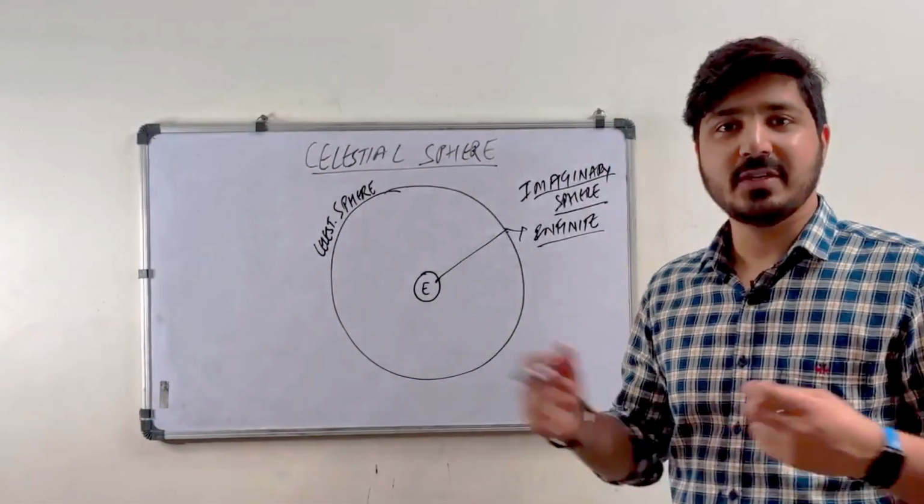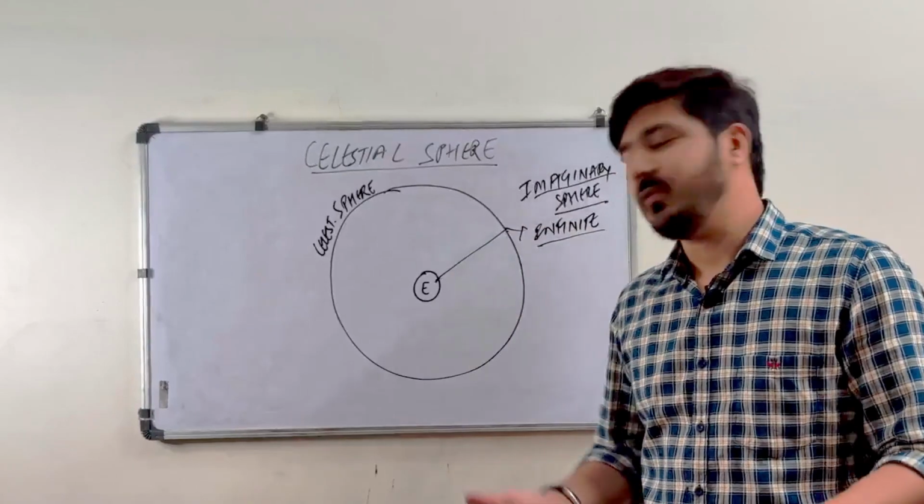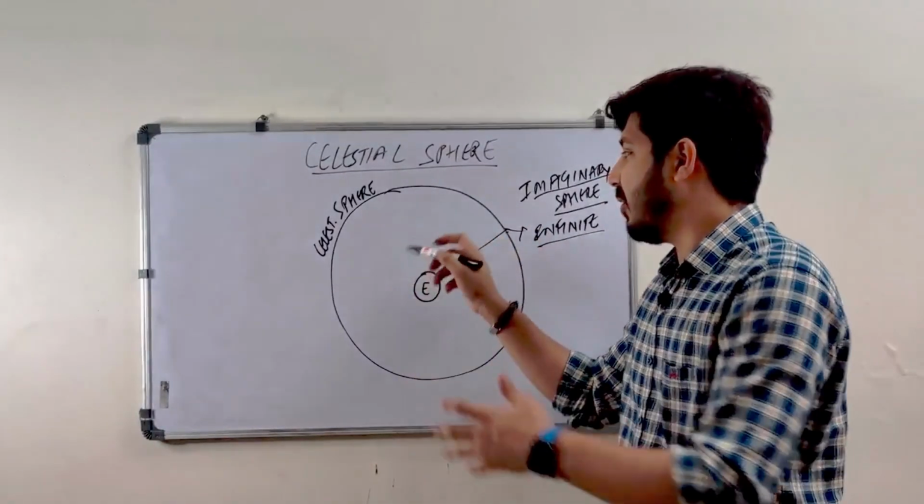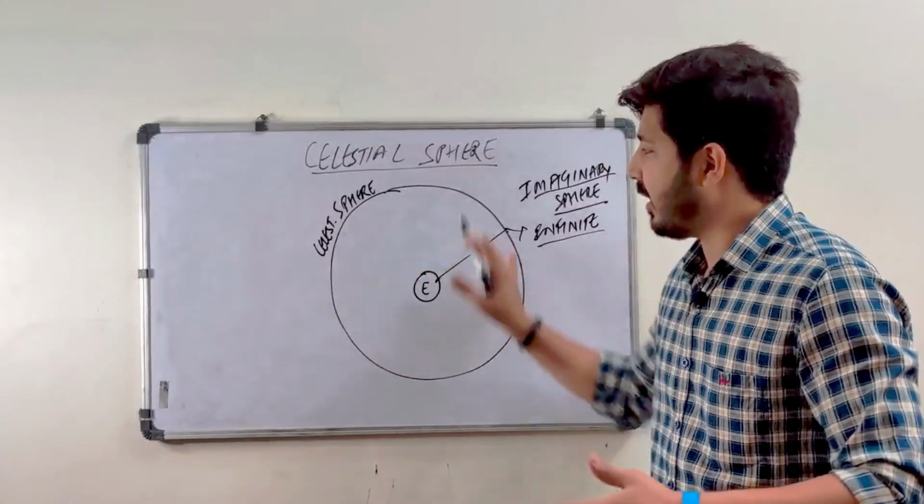It has no measurable length. It is an infinite sphere which has an infinite radius, sorry. So that is what the celestial sphere is. All of your stars, planets will be around somewhere here.